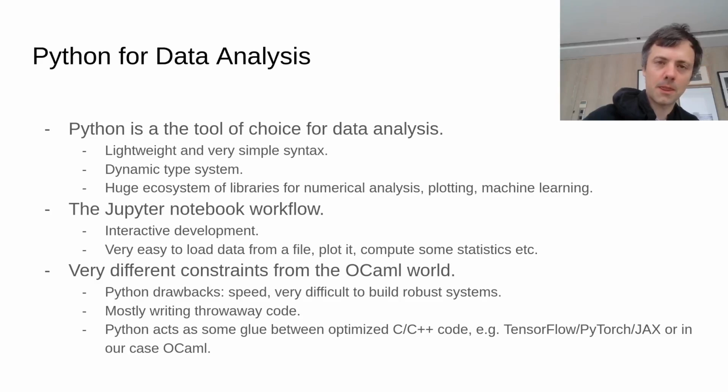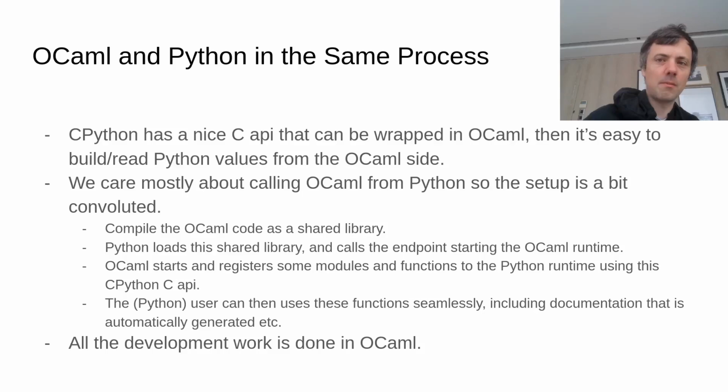The standard Python interpreter is called CPython. It actually has a pretty nice C API that can be wrapped in OCaml. For this, we've relied on PyML, which is an open source library. We've built several libraries on top of it to optimize for our main use case, which is calling OCaml code from Python. This actually works in the following way.